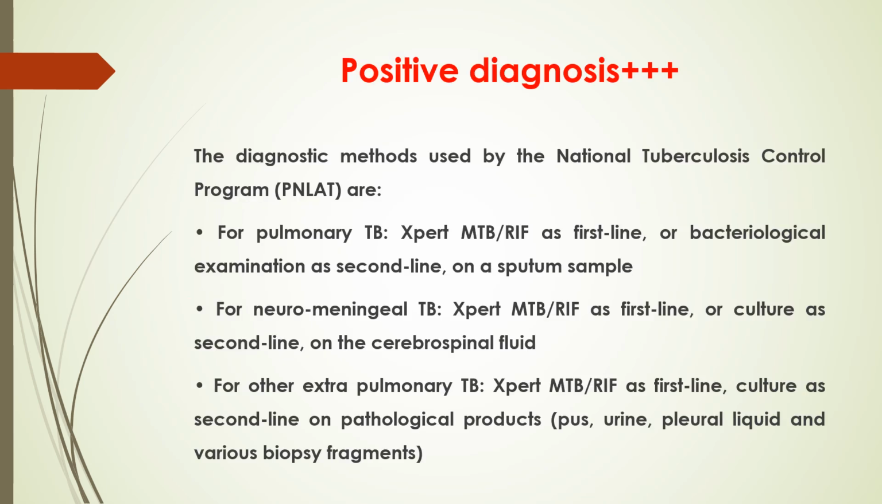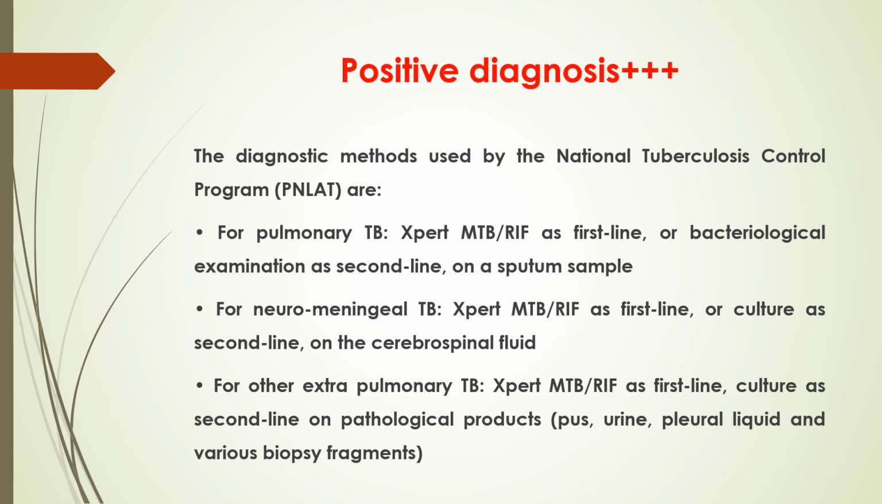So, to recapitulate all that, the diagnosis methods used by the National Tuberculosis Control Program in our country, what we call Programme National de Lutte Anti-Tuberculose, PNLAT, are: for pulmonary tuberculosis, first we have to ask for the Xpert MTB/RIF. And if it is negative, we do the bacteriological examination as second line on a sputum sample, of course.